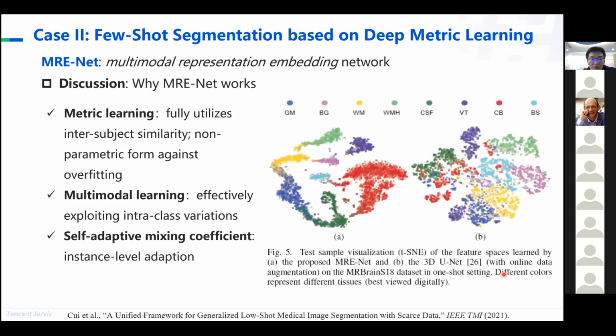So more intuitively, we visualize the feature spaces learned by our proposed MRE-net and the 3D-UNet. As we can see, the clusters by our method are more separable and more compact. More separable means that different classes are farther away, and more compact means that the same class are close. This actually aligns well with the goal of metric learning.